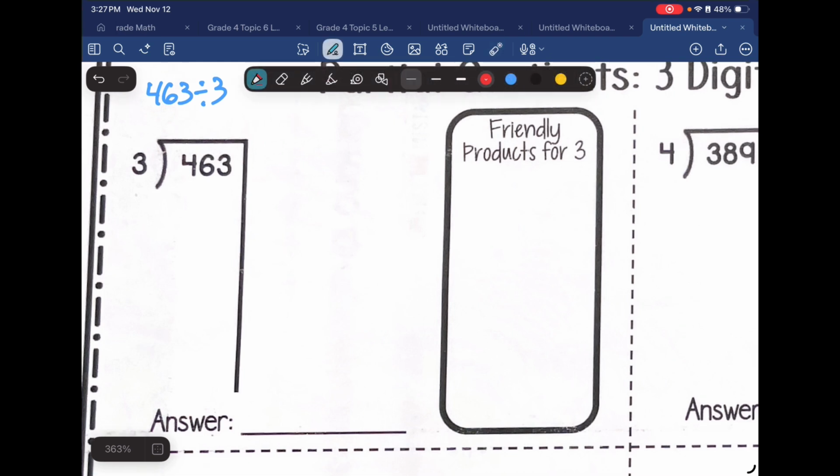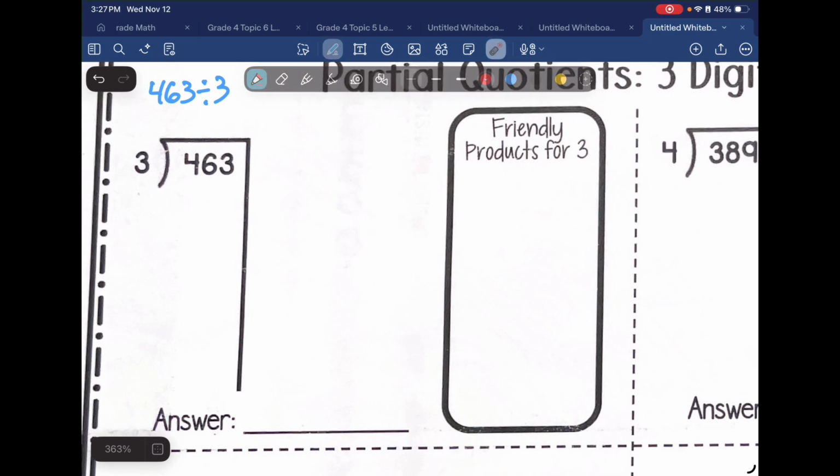So here we go. The first thing that we're going to ask ourselves is how many times can I multiply my divisor, which is 3 here, to get something close to 463 without going over it. It doesn't have to go all the way up to 463. It could be the highest 3's multiplication fact that you know off the top of your head, and you'll still get the correct quotient. Check it out. Off the top of my head, 3 times 100 can get me close to 463.